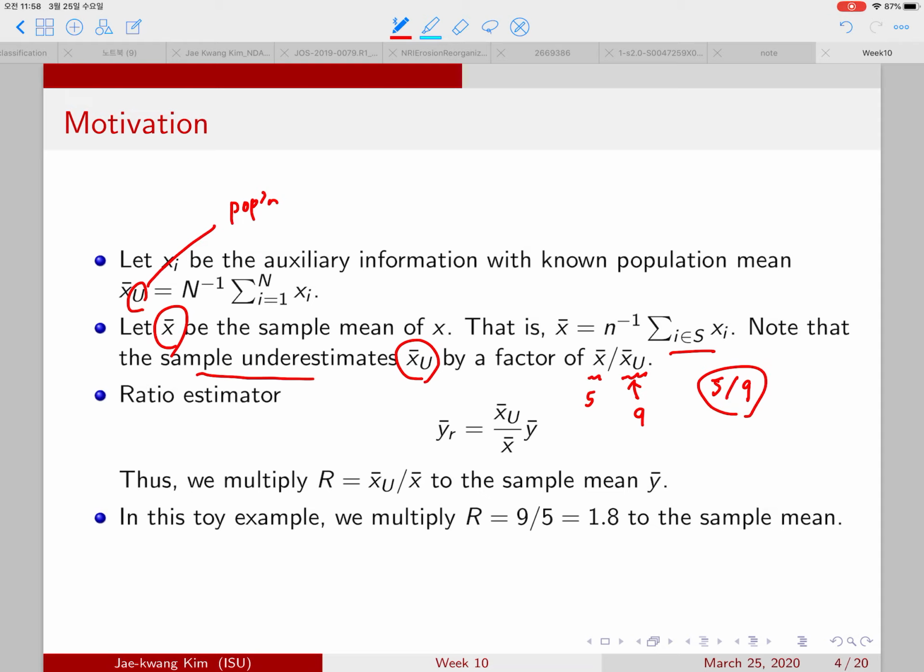So you may want to multiply the sample by the reverse of this factor. The ratio estimator basically computes this factor and then multiplies by the inverse of it, to overcome the underestimation. So in this example, we multiply the sample mean by 9/5.